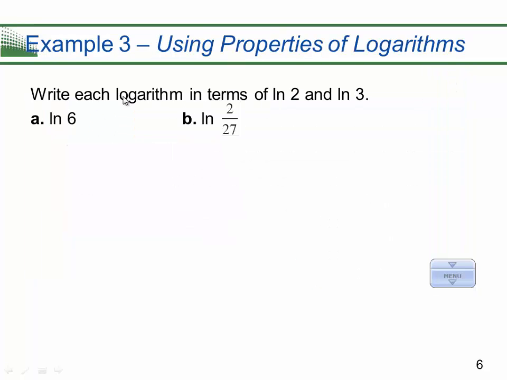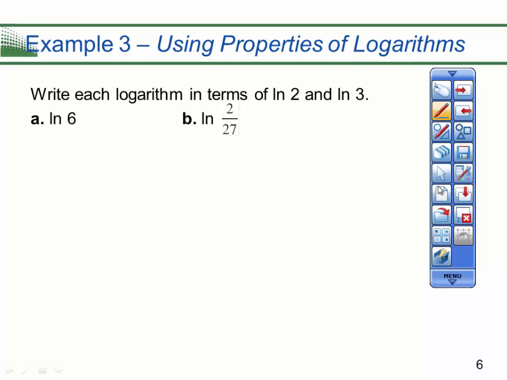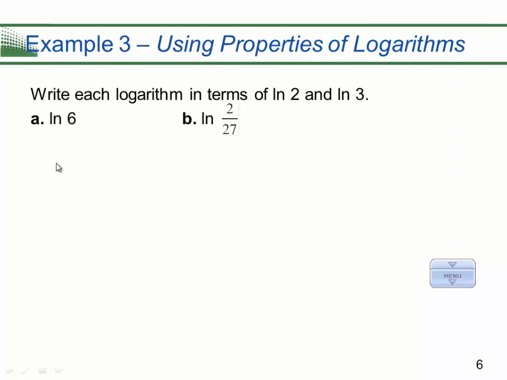Let's write each of these logarithms in terms of log of 2 and log of 3. So I'm going to write this as the natural log of 2 times 3, because they want us to use natural log of 2 and 3. Now we learned a second ago a property that says the log of a product is equal to the sum of the two individual parts. So we can rewrite log of 6 as log of 2 plus log of 3. Okay?